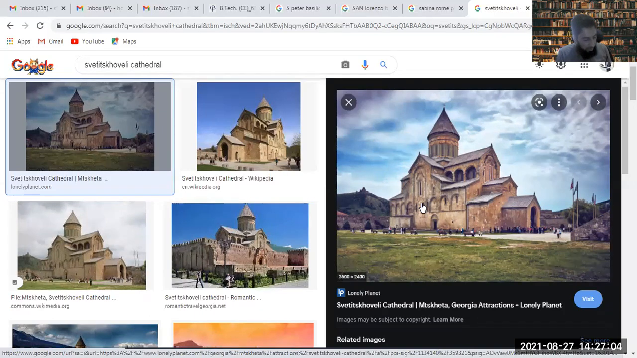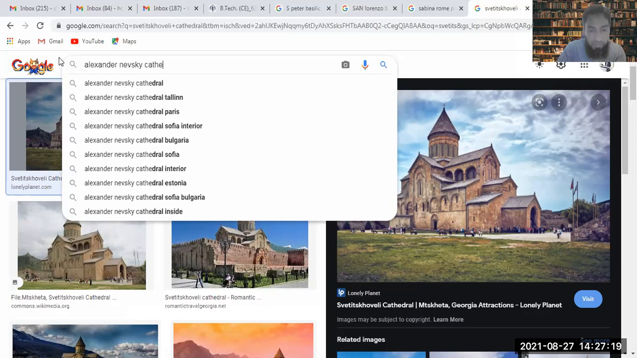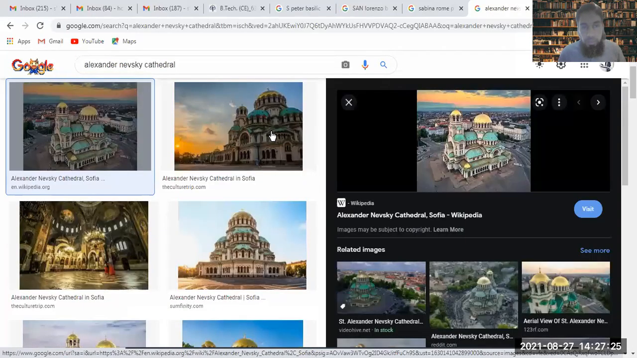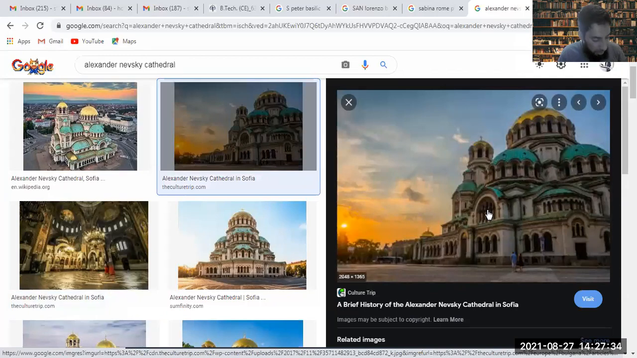There are many structures. One structure which is quite unique in the Roman civilization is the Alexander Nevsky Cathedral. This is a wonderful structure which is in present-day Bulgaria. So this was constructed, actually revived recently, in the 18th and 19th century.